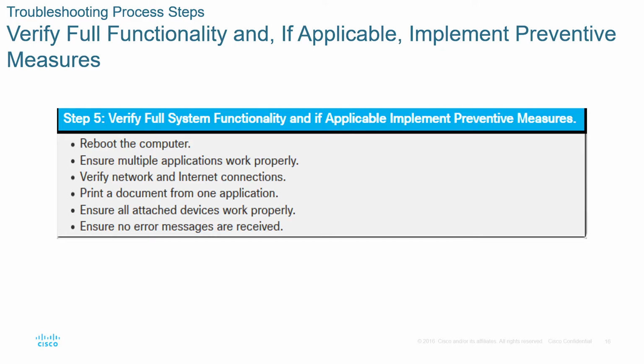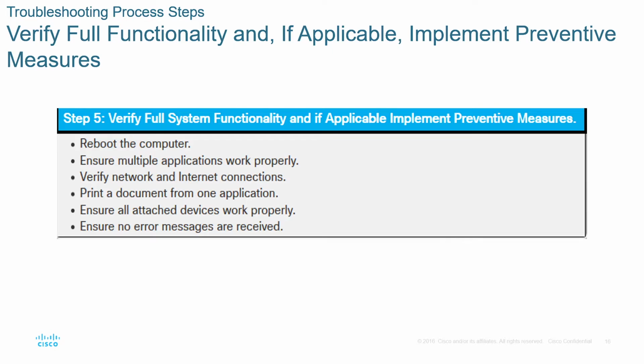You ensure multiple applications work properly. You verify that the applications that had been previously recorded as not working are now working. You verify network and internet connections. You print a document. If you're troubleshooting a printer, obviously you want to try it out and print the document and see if it works. After you have rebooted the computer, ensure all attached devices work properly as well, and you ensure that no error messages are being received in your system.